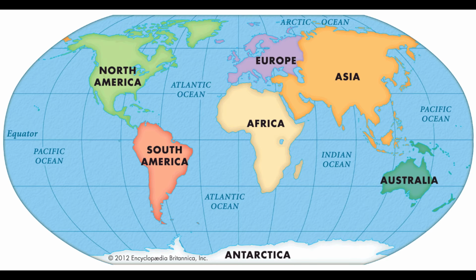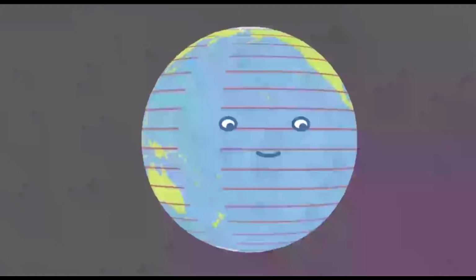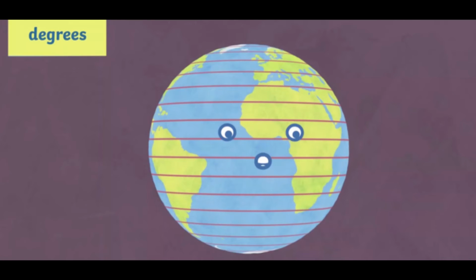You might be wondering what the other lines are on the map. Let's have a look at these. These lines are called lines of latitude and longitude. They're imaginary lines drawn on the Earth to help us locate places. They're not really drawn there. Lines of latitude run from east to west. They are measured in degrees and each line is the same distance apart.